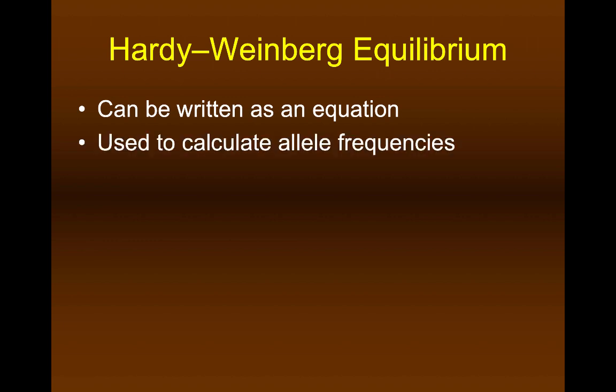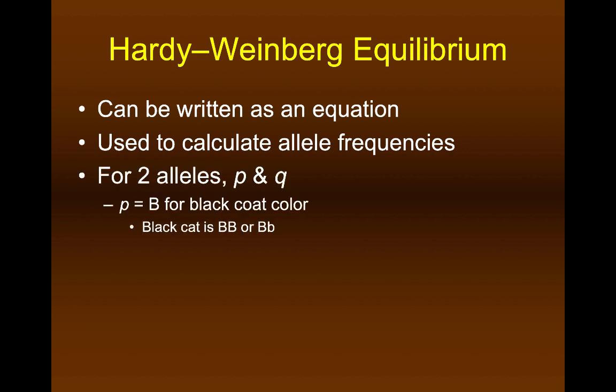So the Hardy-Weinberg equilibrium equation is, by convention, going to use the alleles P and Q. Historically, and by tradition, they always use P and Q for the two alleles that are going to be tracked using this whole process of mathematical calculation.